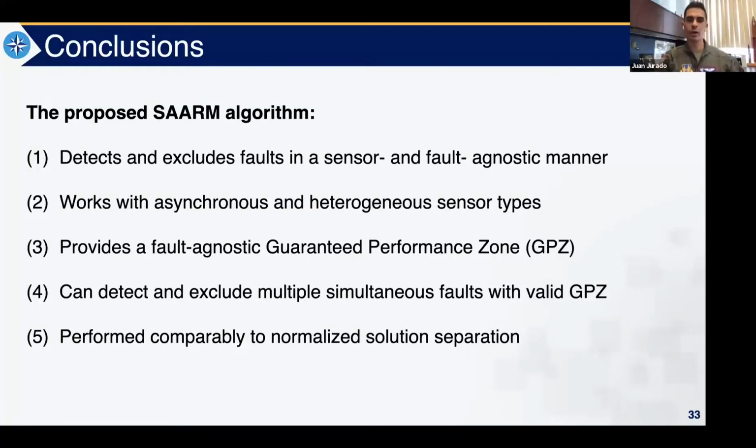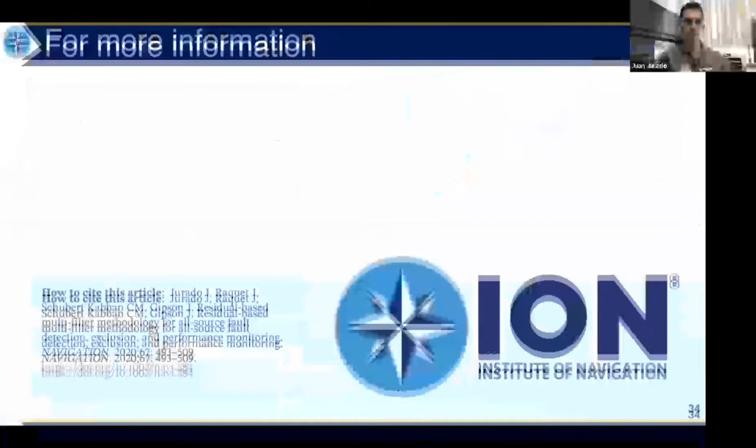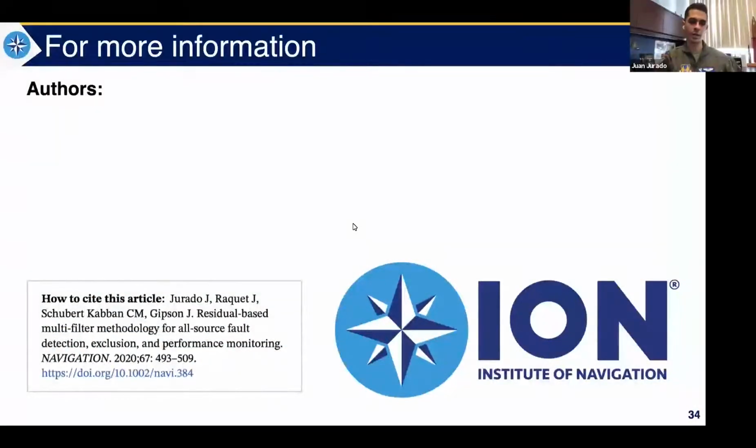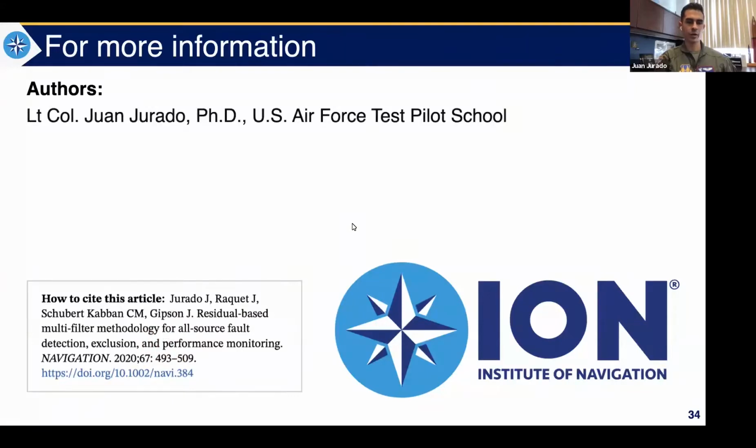But when we want to relax the assumptions and say, hey, this could be any type of fault, we lose a little bit in terms of bias detection, but we gain a lot in terms of detecting other kinds of faults. For more information, this is how you can find the article, and if you want to read it and cite it, that appears there in the article.